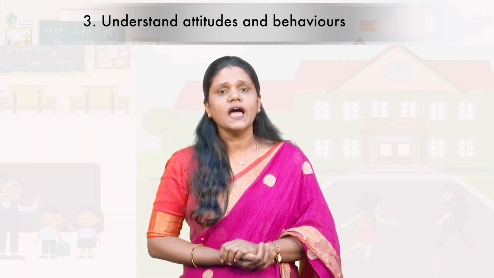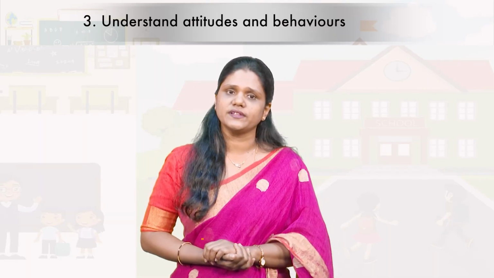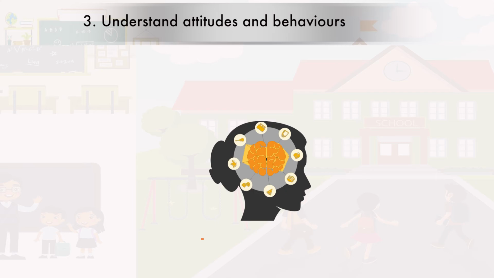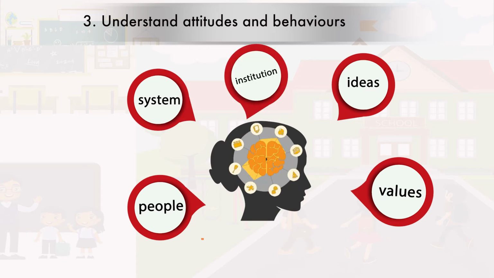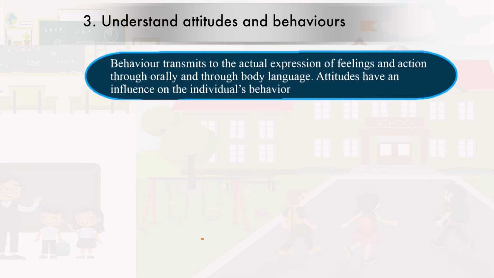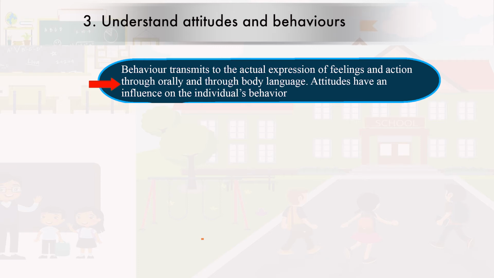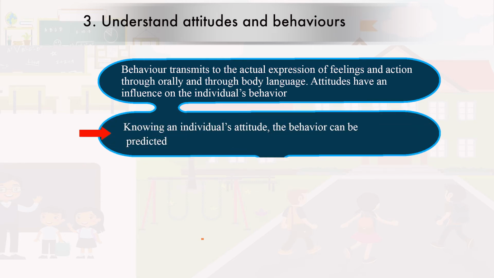The third point is understand attitudes and behaviors. Attitude can be understood as a mind's inclination to certain ideas, values, people, systems, and institutions. Behavior refers to the actual expression of feelings and action, orally and through body language. Attitudes have an influence on the individual's behavior, and attitude affects behavior strongly. By knowing an individual's attitude, the behavior can be predicted.